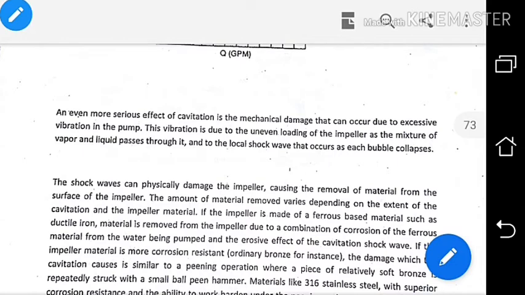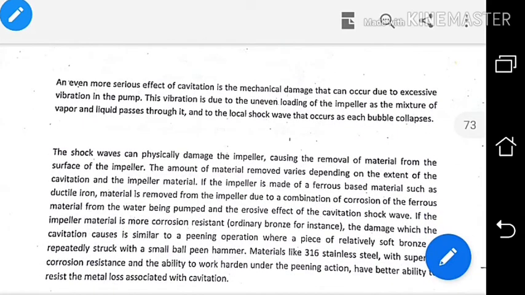This is very important. An even more serious effect of cavitation is the mechanical damage that can occur due to excessive vibration in the pump. So cavitation can bring excessive vibration in the pump. This vibration is due to the uneven loading of the impeller as the mixture of vapor and liquid passes through it, and to the local shock waves that occur as each bubble collapses. So a local shock wave will be generated as each bubble collapses.